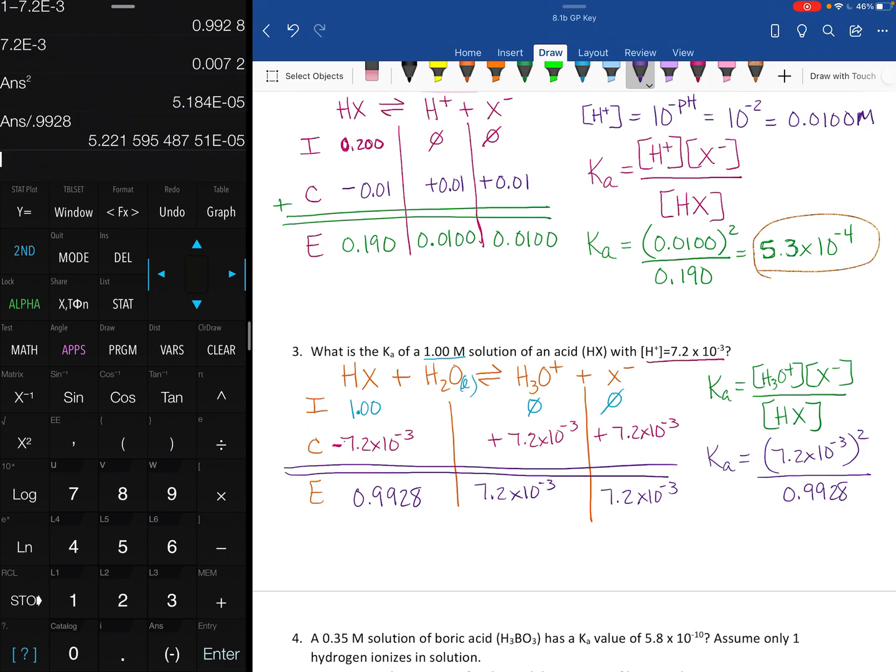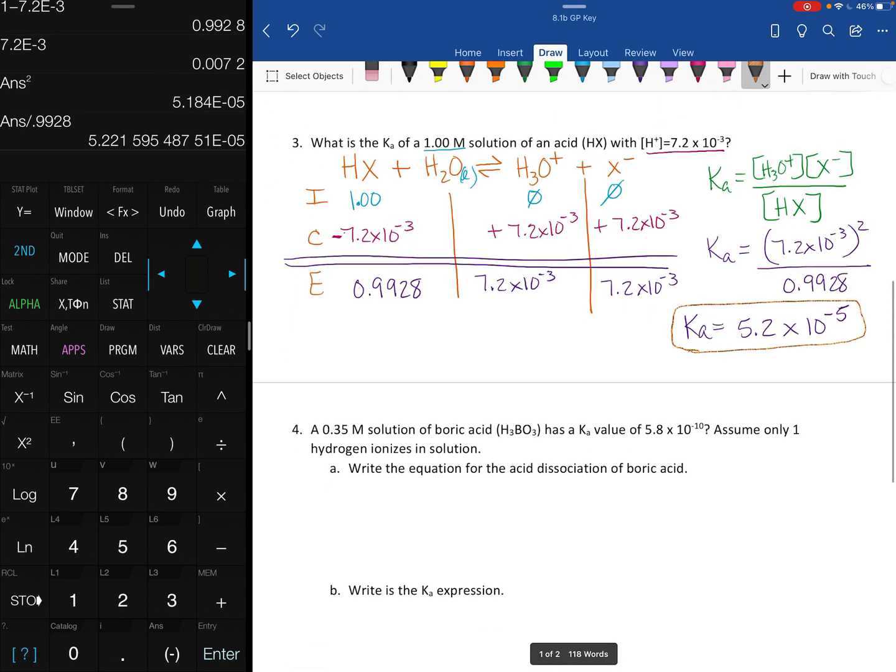Just happens to be close to that other value. So Ka equals 5.2, but in this case it's times 10 to the negative fifth. Okay, so numerical wise it was similar. So there's our Ka value.